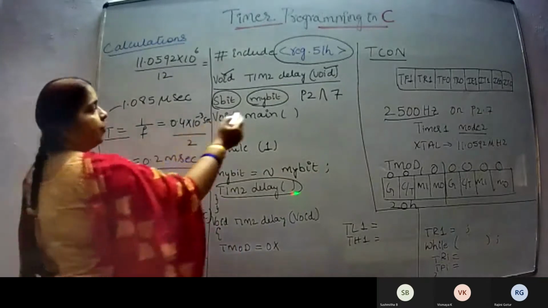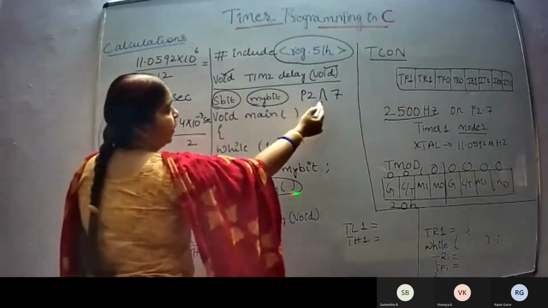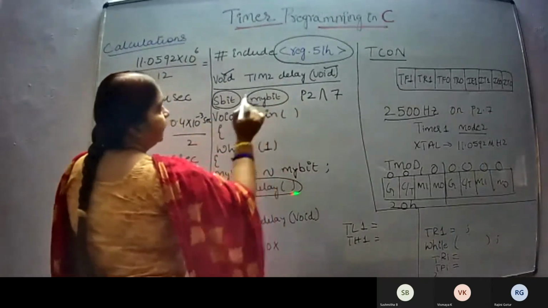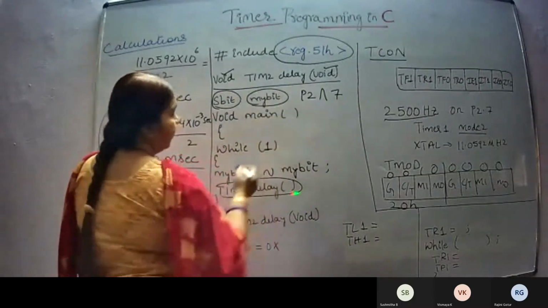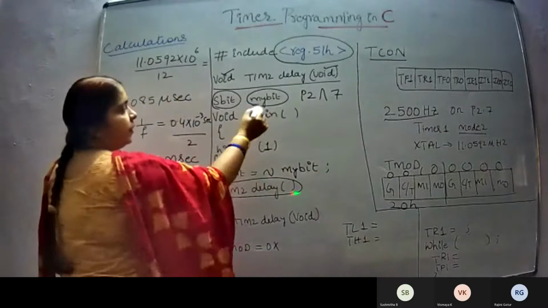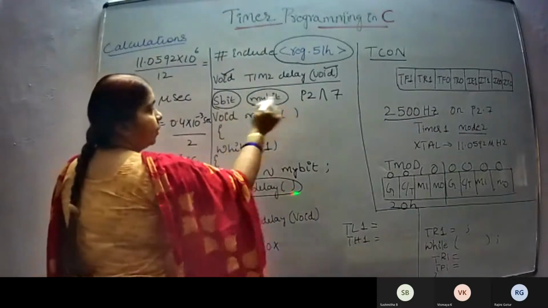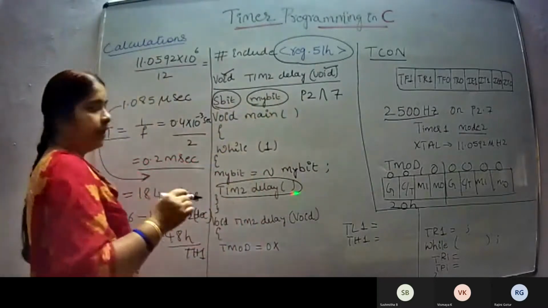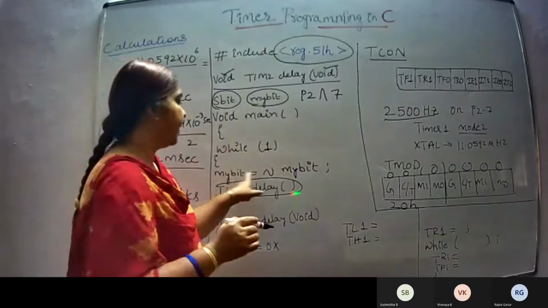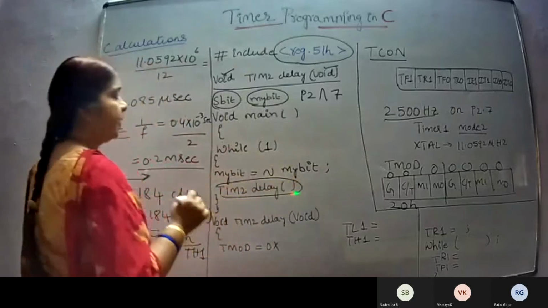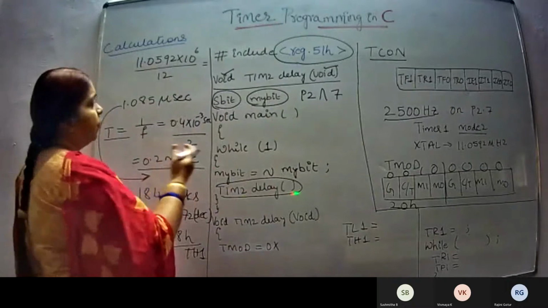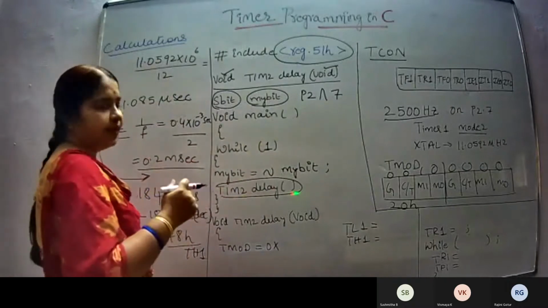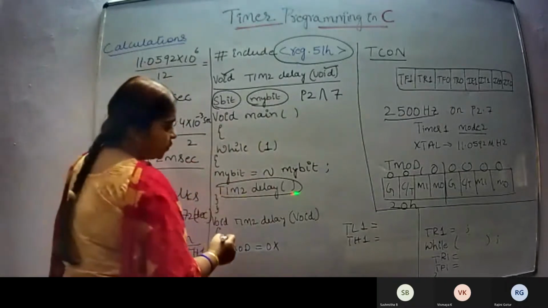Once again, I will tell. We are using the port P2 cap 7 with a variable MyBit. Instead of this MyBit, we can write P2 cap 7 also. But we are using a data type, telling what it is: a single bit. We are defining it, then writing MyBit, inversion MyBit. That means it will be just a square wave with pulse, with a delay of 2500 hertz generated. A delay program is called.